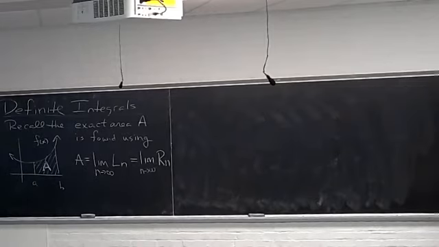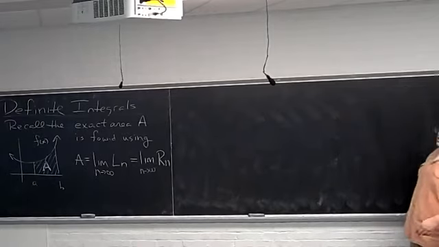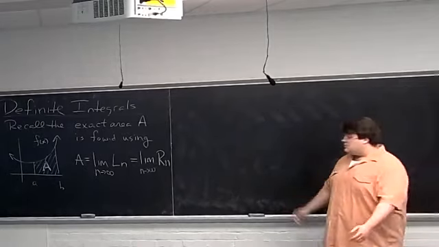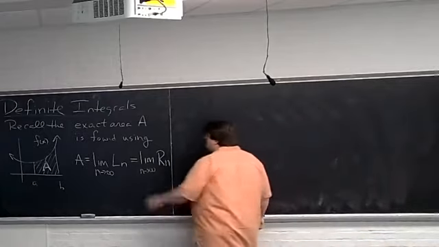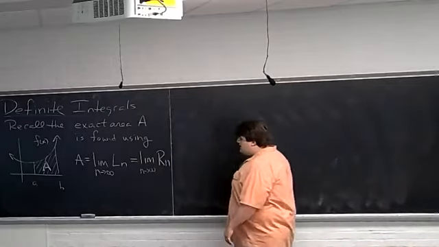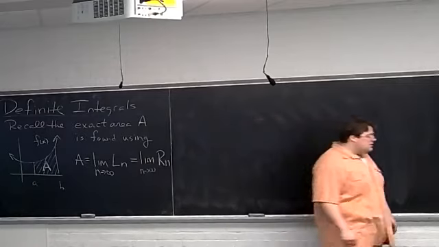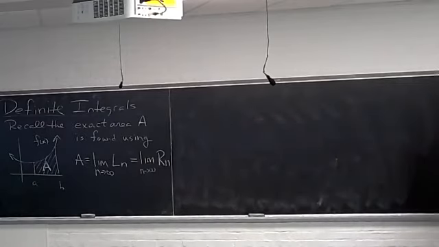So there's our first recollection. LN and RN were the left and right hand approximations, sometimes called Riemann approximations, left hand, right hand. Riemann, R-I-E-M-A-N-N, after mathematician Riemann.